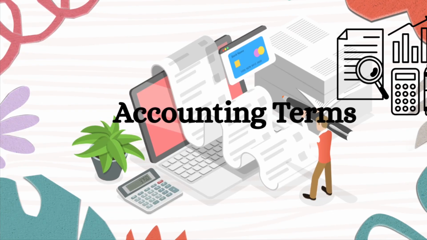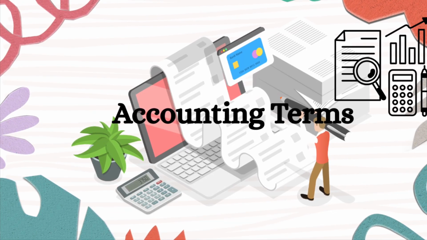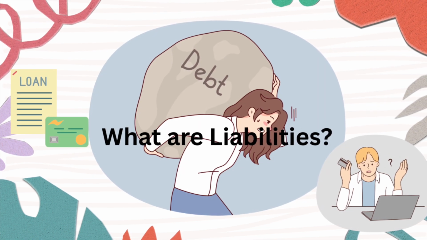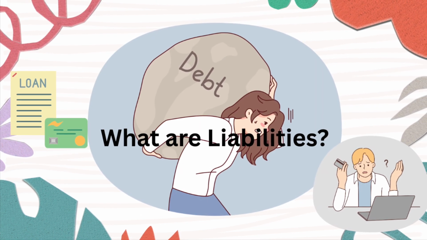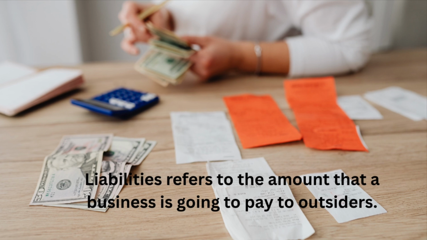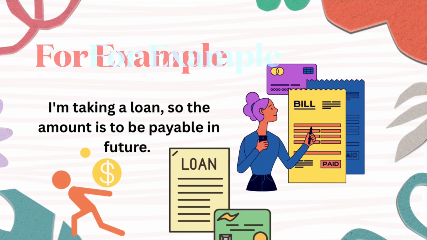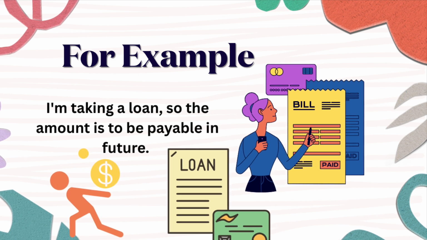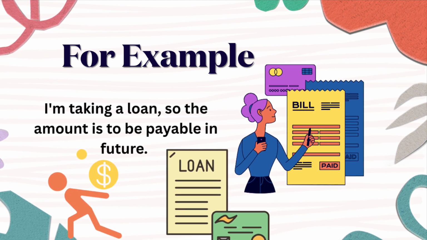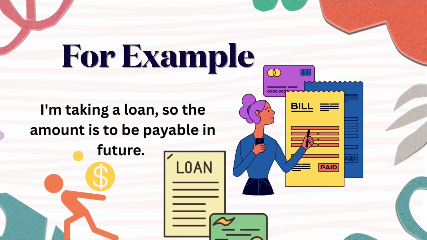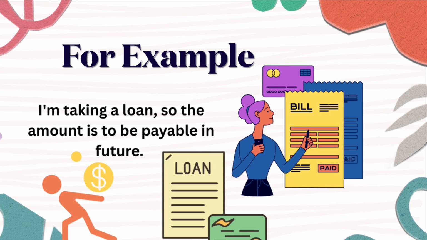In this video, we'll continue the accounting terms. So let's start with the liabilities. Now, what are the liabilities? Liabilities refers to the amount that a business is going to pay to outsiders. For example, I'm taking a loan. So the amount is to be payable in future. That amount is my liability. Similarly, business has some liabilities because the amount is payable in future.